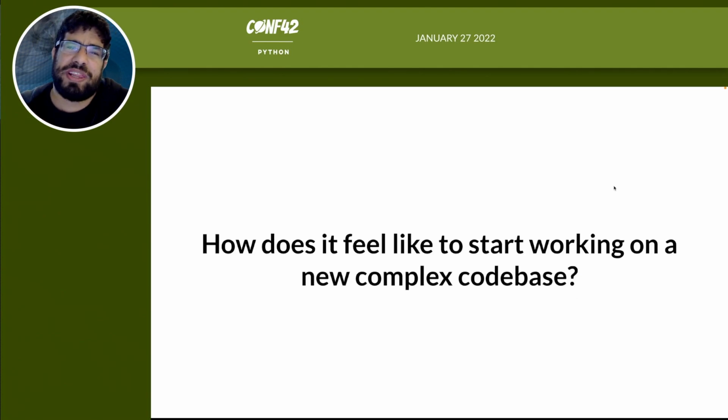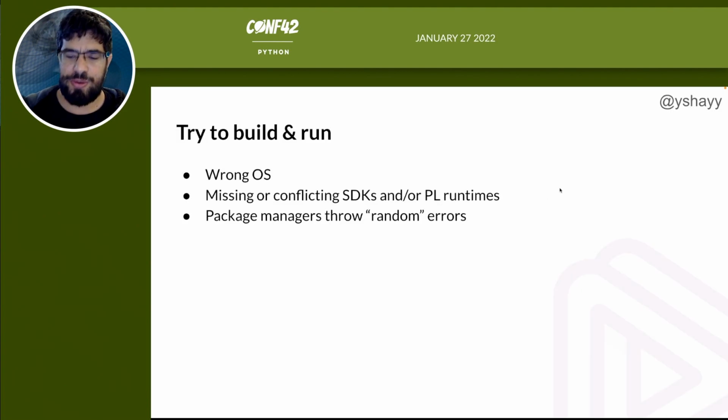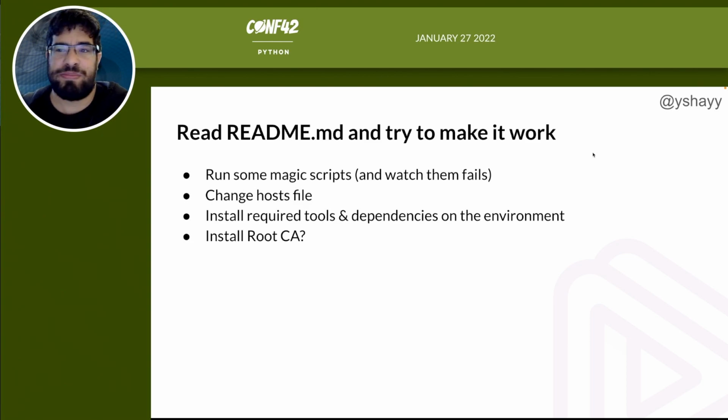So let's start by describing how it feels when we start working on a new complex code base. First of all, we are trying to build and run it. But in many cases, we don't have the right operating system, or we have missing or conflicting SDKs or programming language runtimes. It can be Python 2 or Python 3, for example. We have package managers that throw random errors. I mean, they're not necessarily random, but they certainly feel that way. And then we see that it didn't work that well.